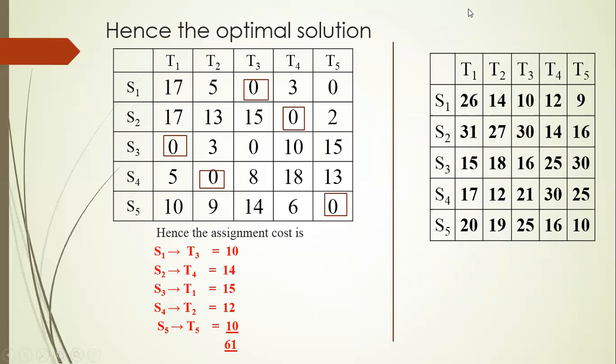First row marked zero, so in the original problem, then we get the solution. So first S1 T3, S2 T4, S3 T1, S4 T2, S5 T5. So this is the original question. Then we get the original values. S1 T3 original value 10. S2 T4 original value 14. S3 T1 original value 15. S4 T2 original value 12. S5 T5 original value 10.